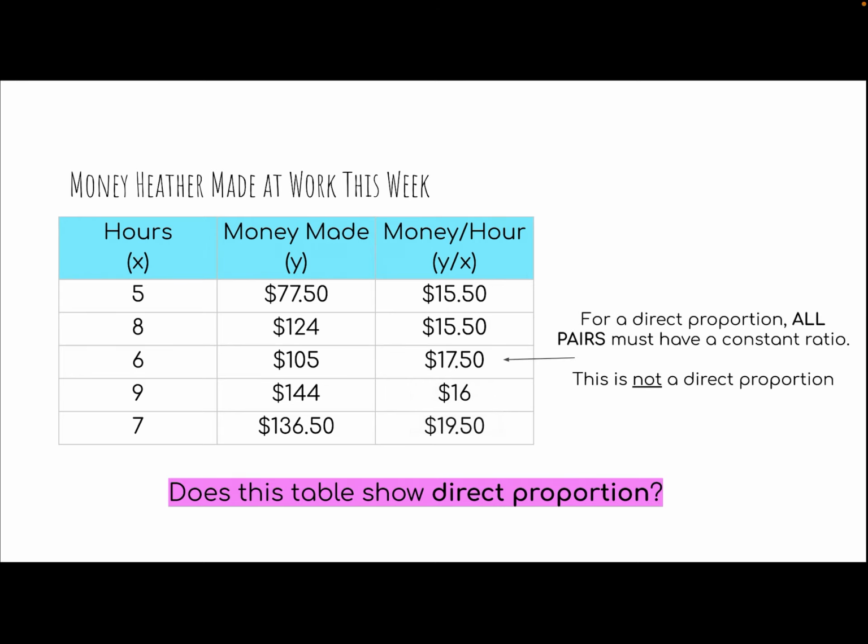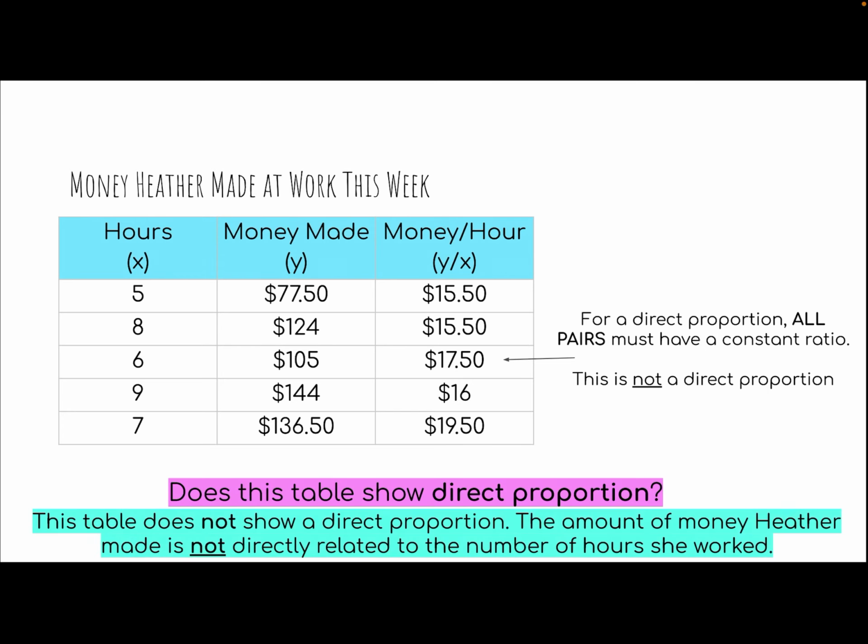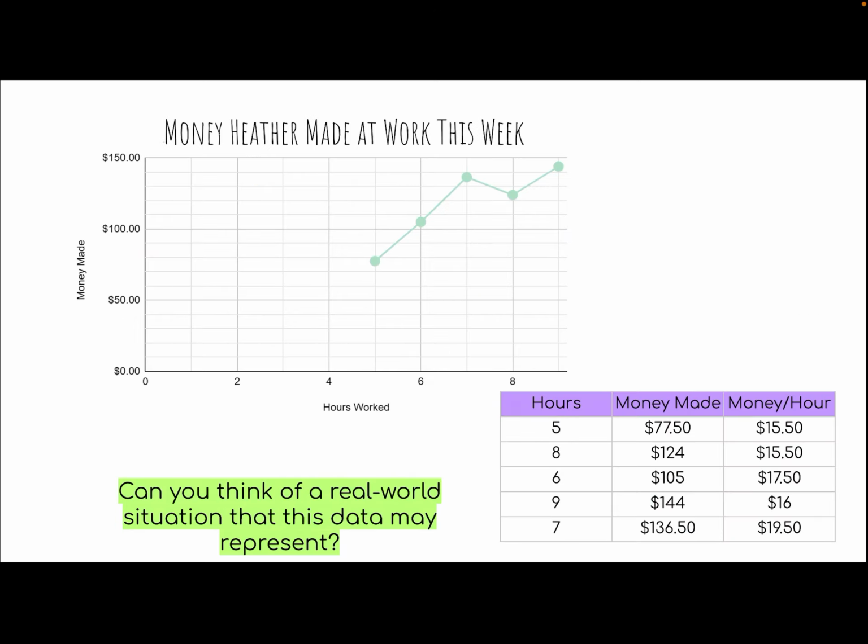For a direct proportion, all pairs must have a constant ratio. So this is an example of one that is not a direct proportion. You can see that at 9 hours and 7 hours is also not a direct proportion. The amount of money that Heather made is not directly related to the number of hours that she works. Can you think of a real-world situation that this data might represent?